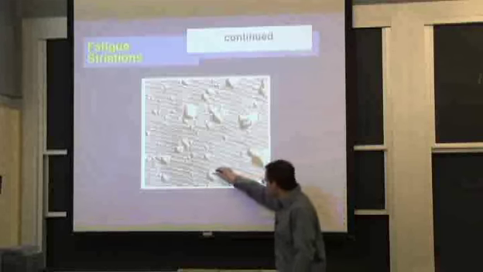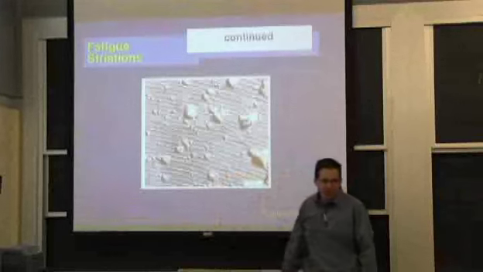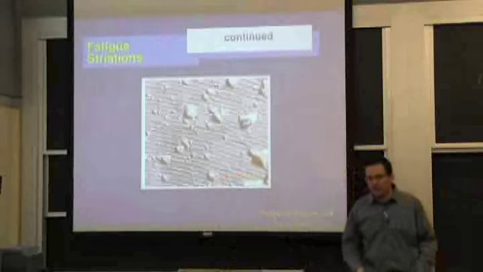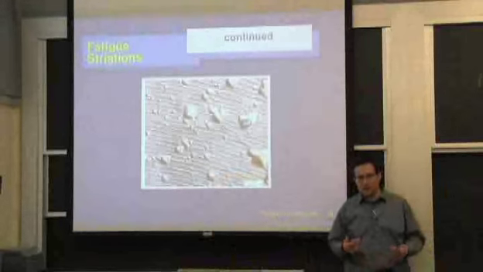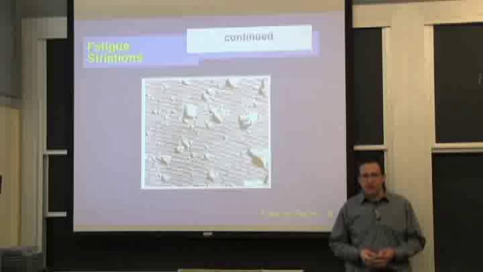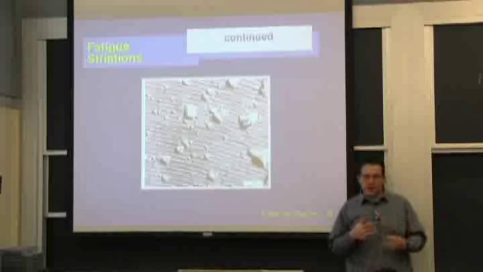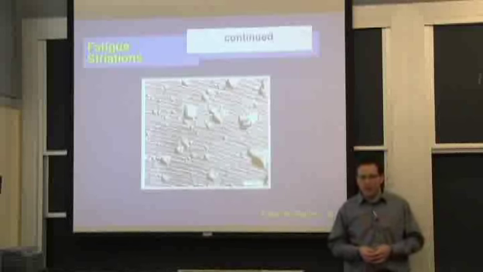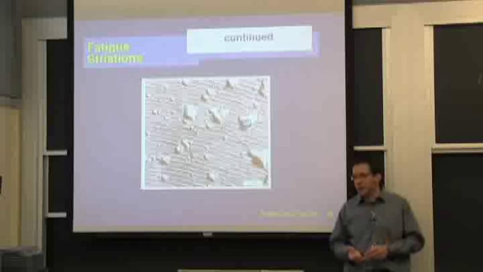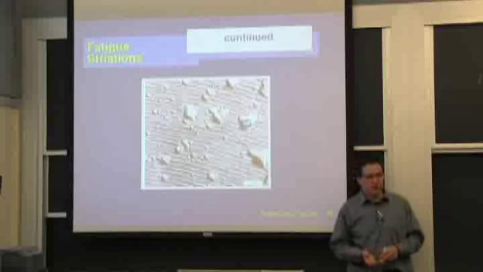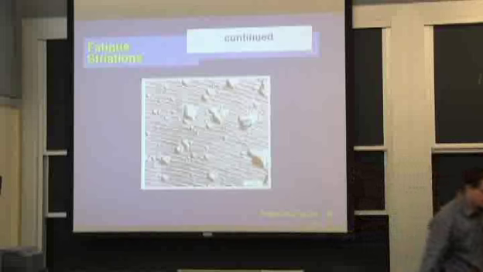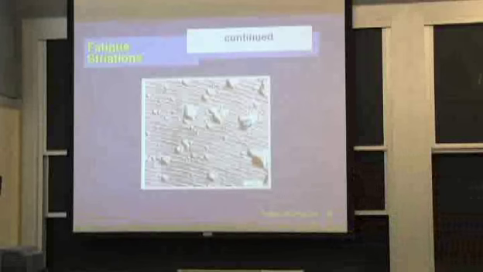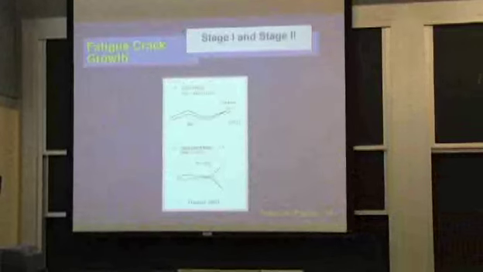And you also see the little precipitates. These are the precipitates in the aluminum, and we talked about them as being a source of strengthening. But they are not so much of a great obstacle to crack growth. Their effect is really on the hardening and the yield strength of the aluminum. All right.